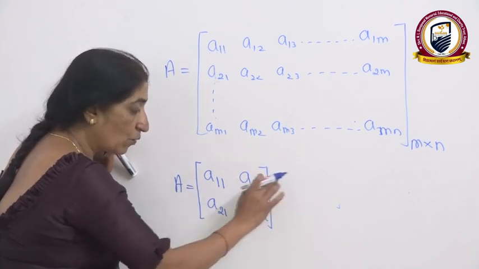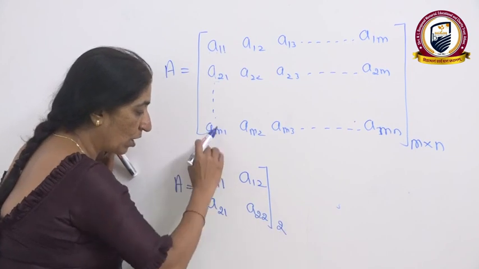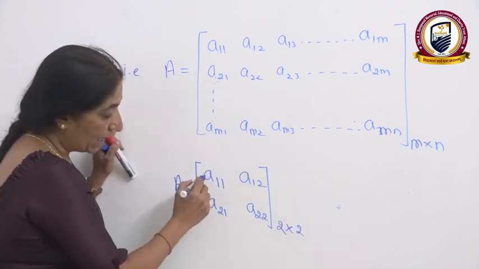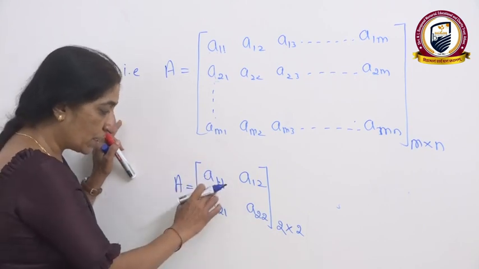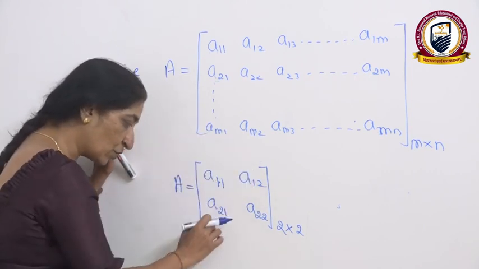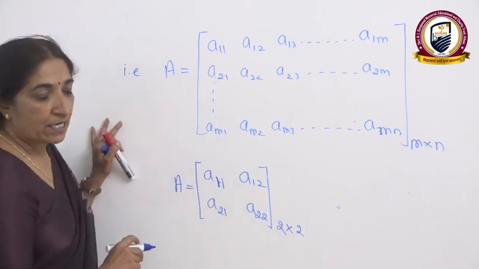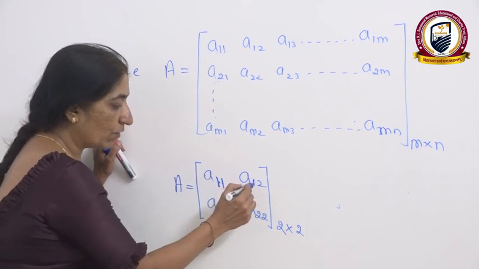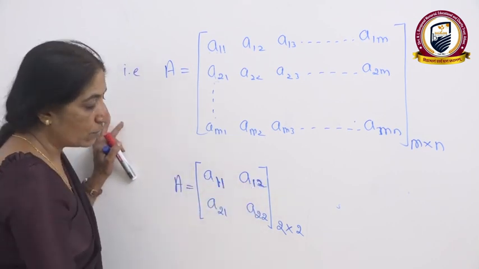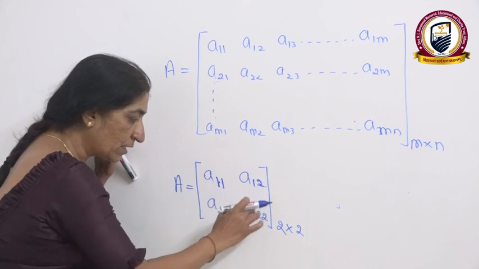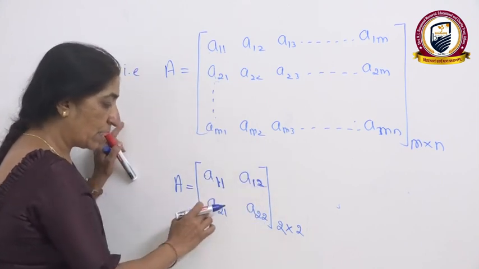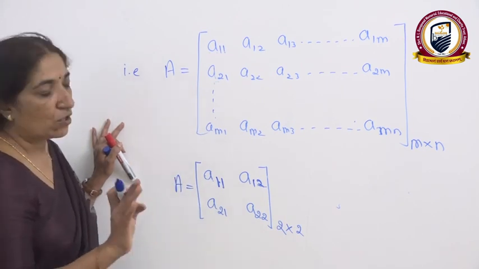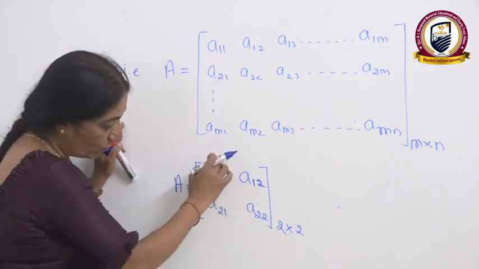See the order. How many rows are there? There are 2 rows. How many columns are there? 2 columns we have. So A11 tells you what? A11 tells you it lies in the first row and first column. The first number always tells you the row and the second number always tells you the column. Like that, A12 tells you it lies in the first row and second column. Next one, A21. The first element tells you the row and the second element tells you the column. So, second row, first column.